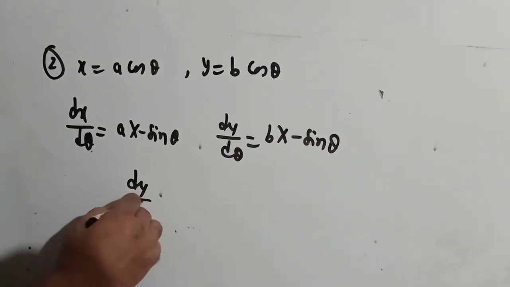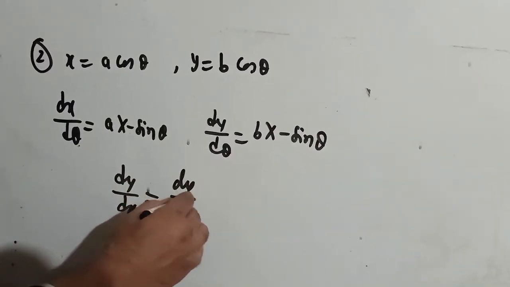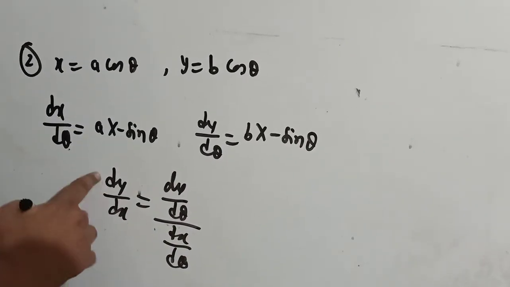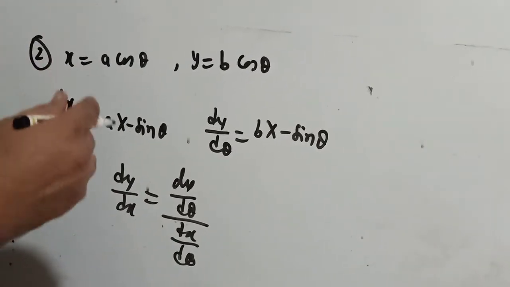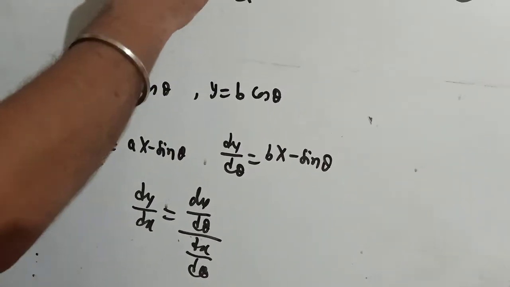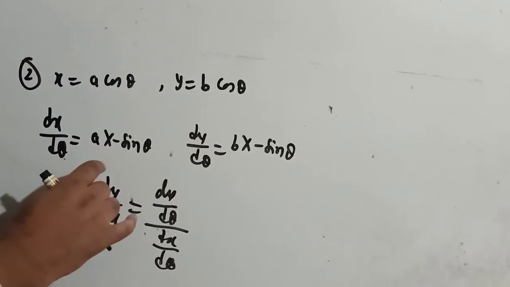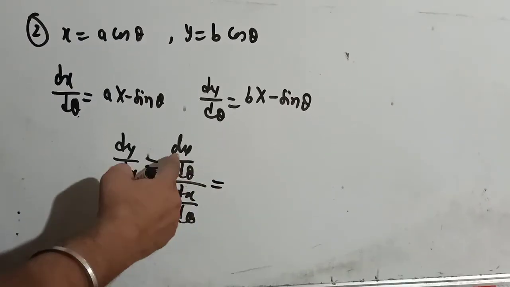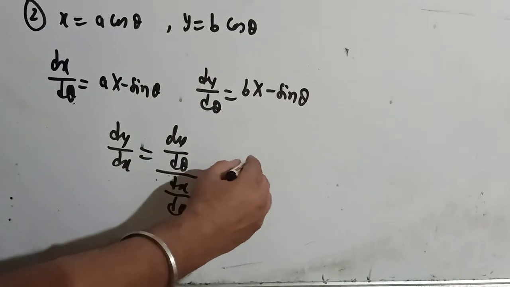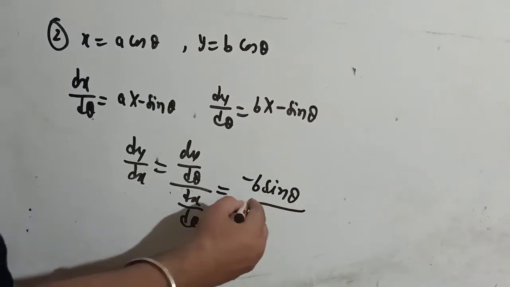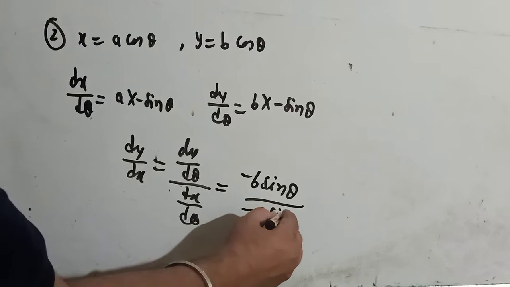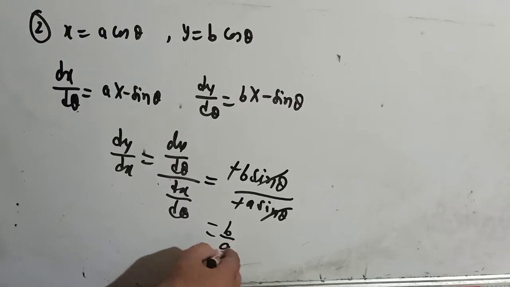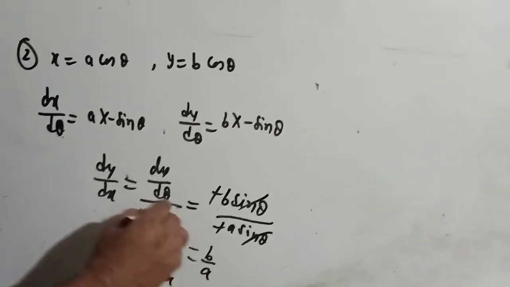So our aim is to find dy by dx. This is dy by d theta upon dx by d theta, or we can say that we divide numerator and denominator both by d theta. In the previous question it was in the t variable, so we divided by dt. This question is in theta form, so we divide both numerator and denominator by d theta. What is the value of dy by d theta? It is minus b sin theta upon minus a sin theta. Sin theta cancels, minus cancels, so this is b by a. dy by dx is b by a.